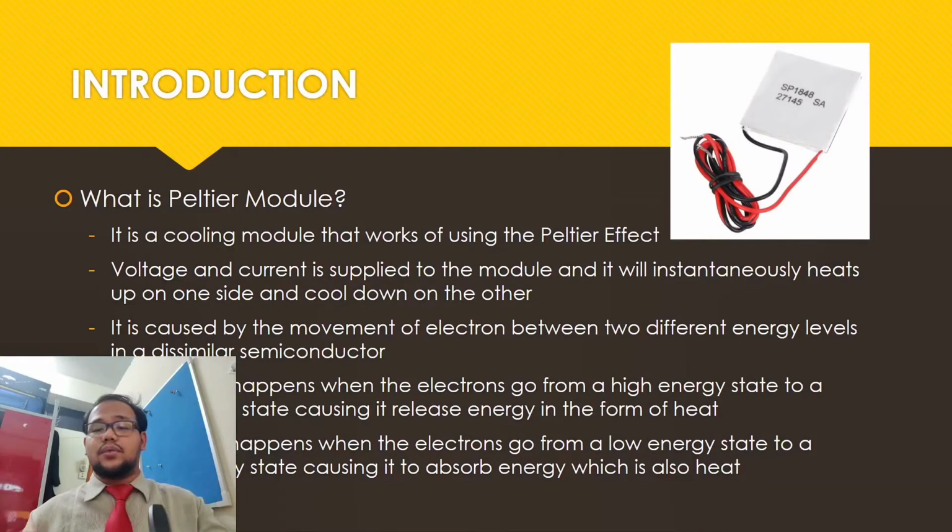The heating happens when the electrons are going from a high energy state to a low energy state, causing the electrons to release their energy in the form of heat. And vice versa, when the electrons are moving from a low energy state to a higher energy state, the electrons will absorb energy, also in the form of heat. It will absorb heat, which makes it cool.